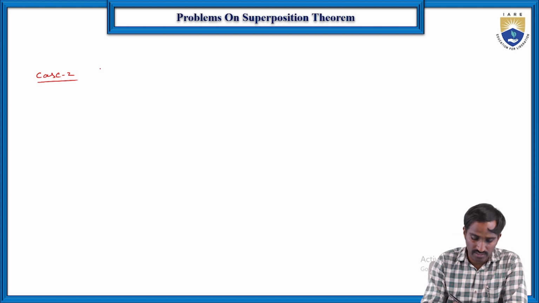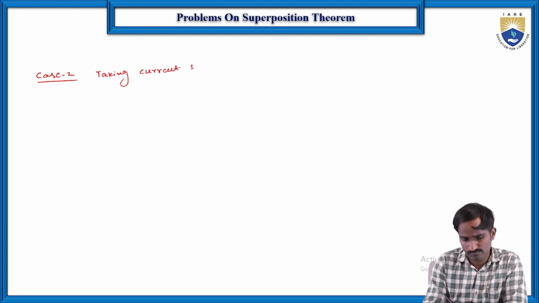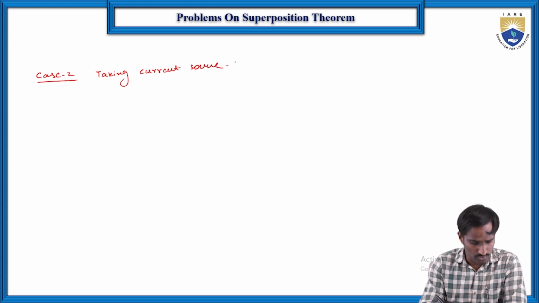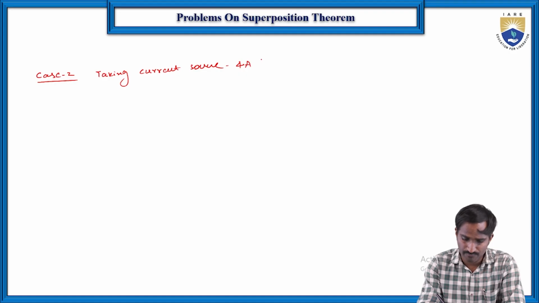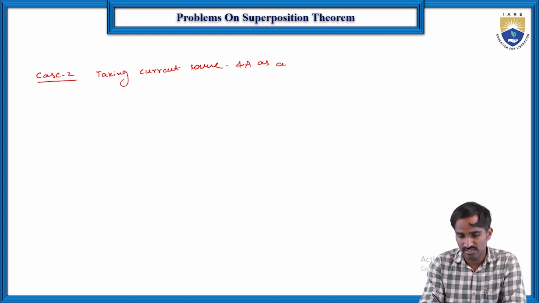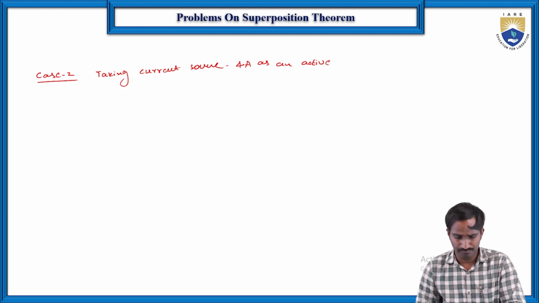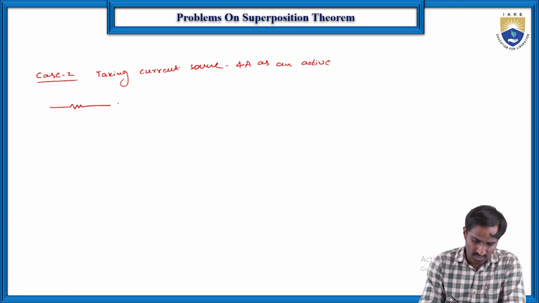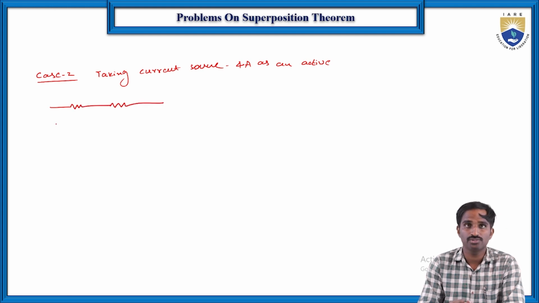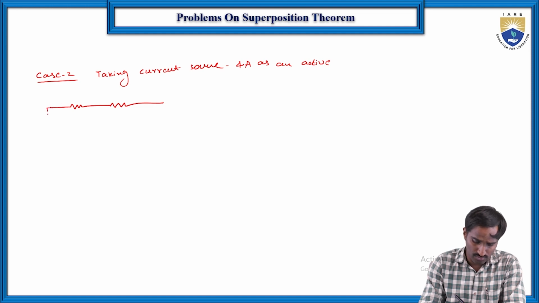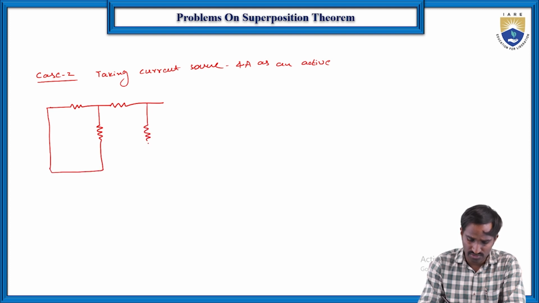In this case 2, we are taking the current source, which is 4 amperes, as the active source. So the circuit will again have the same resistors, and the voltage source we can replace with a short circuit. Here it is a short circuit, and in between these two, a 10 ohms resistor is there, and here a 20 ohms resistor is there.